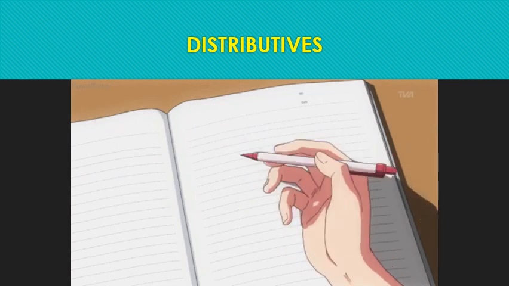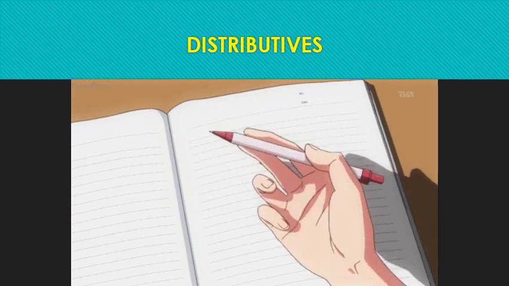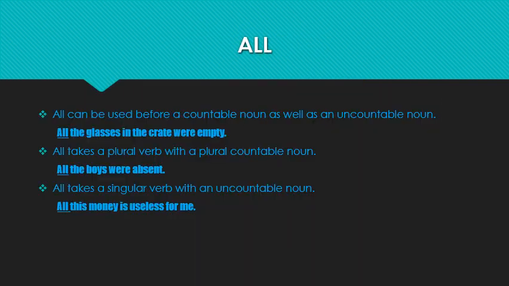So now let us proceed to distributives. So the first distributive is all. All can be used with both countable noun and uncountable noun. We know when to use all. All means in general all. When everyone is being covered in that. All of you have to come tomorrow. That means everyone is being covered.